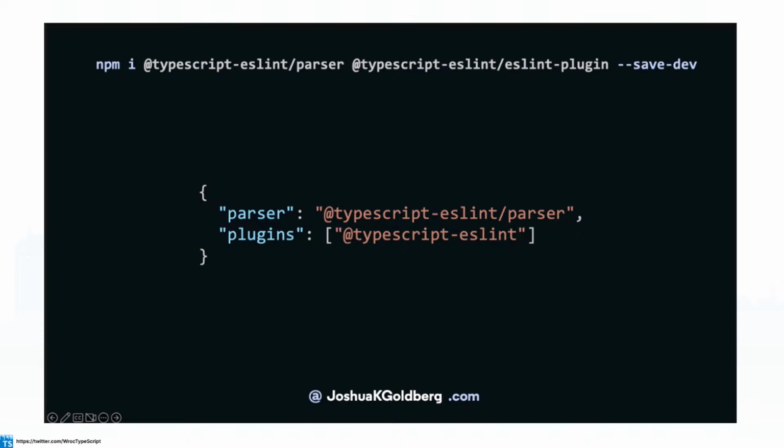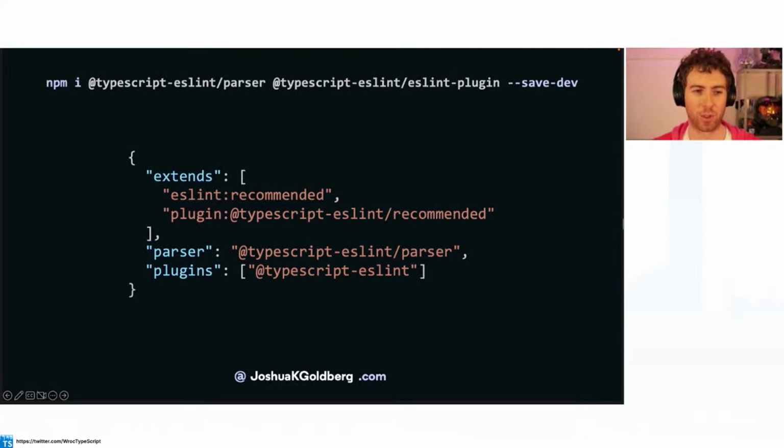So in order to enable some rules, we recommend the following two lines of, well, three lines of configuration really. Extends, which is an array, and then two options to extend from. One is the list of recommended rules by ESLint, rules that the ESLint team thinks are necessary and good for most projects. And then the TypeScript ESLint recommended rules, which are things that we think, specific to TypeScript, are good and useful for all projects.